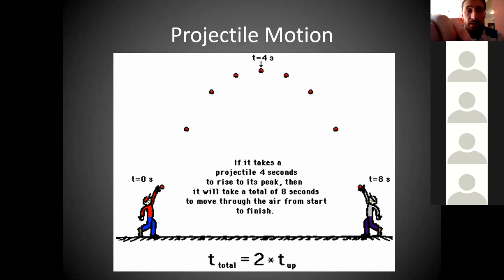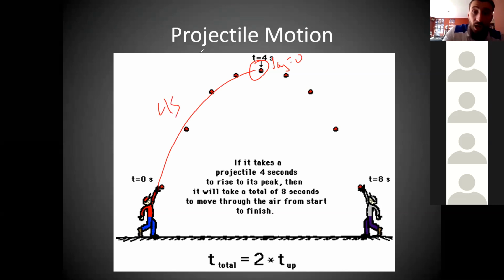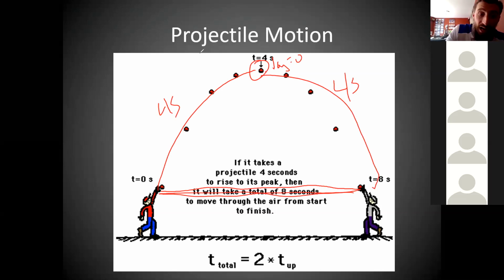So remember that at the top, the velocity in the y direction is zero. Let's say the time it takes to go up is 4 seconds. I know that if it goes to the same height, it's going to take another 4 seconds to come back down. Does that make sense? The time it takes to go up is the same as it takes to go down if you're catching it at the same height.